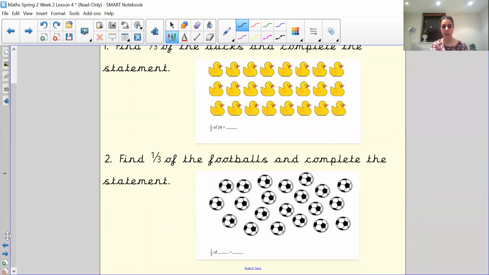Question 2, find a third of the footballs and complete the statement. A third of how many there are, it doesn't tell you, equals, so you need to count them carefully. Footballs aren't in rows on this one, so you need to count it really carefully.